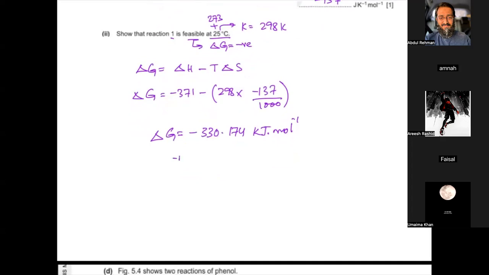So delta G is negative, hence the reaction is feasible.